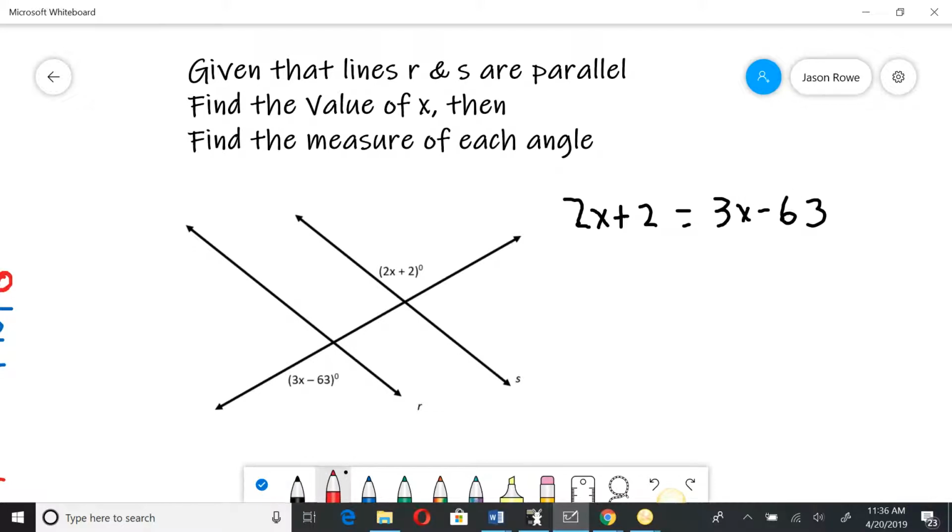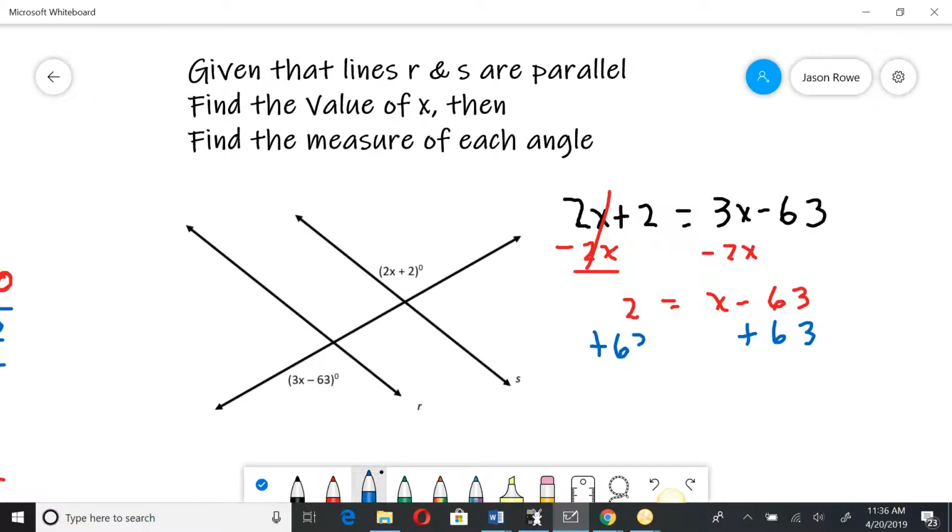So this is a multi-step equation with variables on both sides. One of our rules here is to get the variable on the same side first. So we're going to subtract 2x from each side. That leaves me with 2 equals x minus 63. And then we're going to add 63 to each side. And folks, I need you to show all this work just like I'm doing in these examples. Don't skip steps. We're going to have to justify each step as we are in geometry. And so there is x. x is 65.